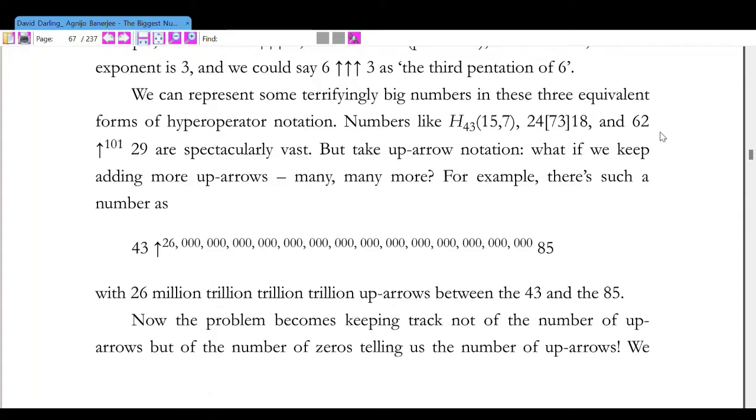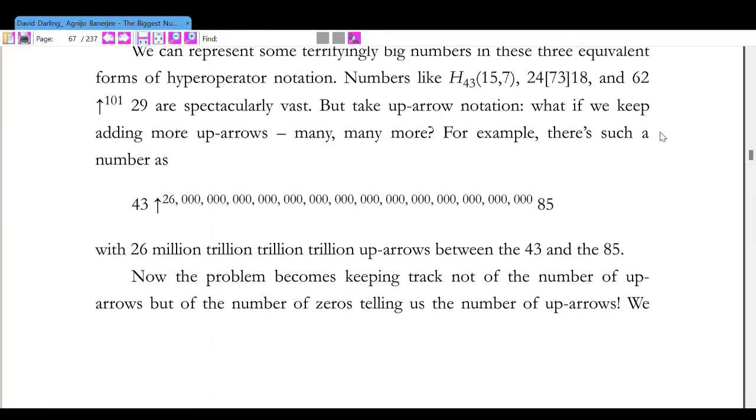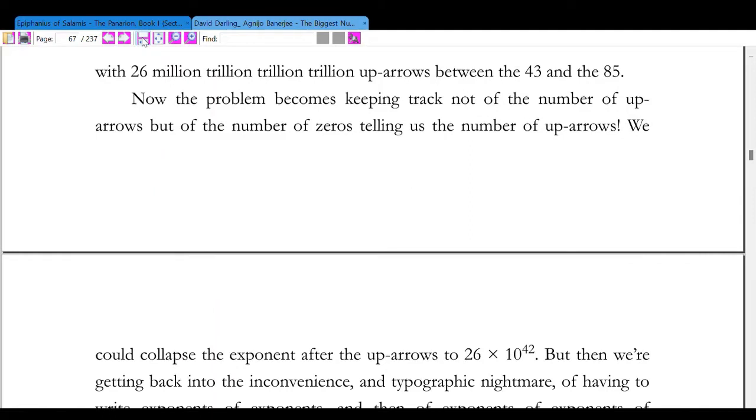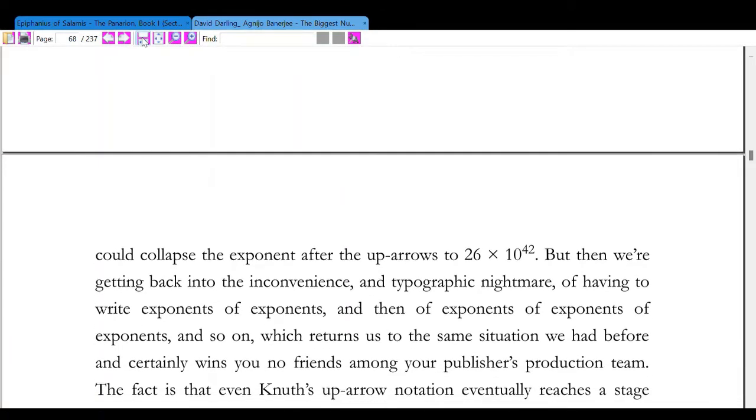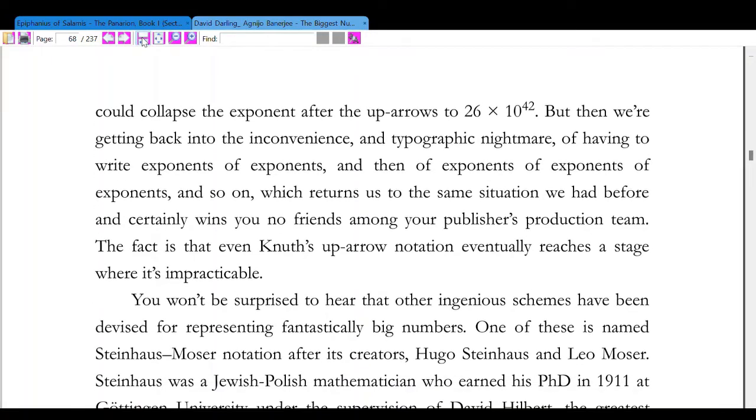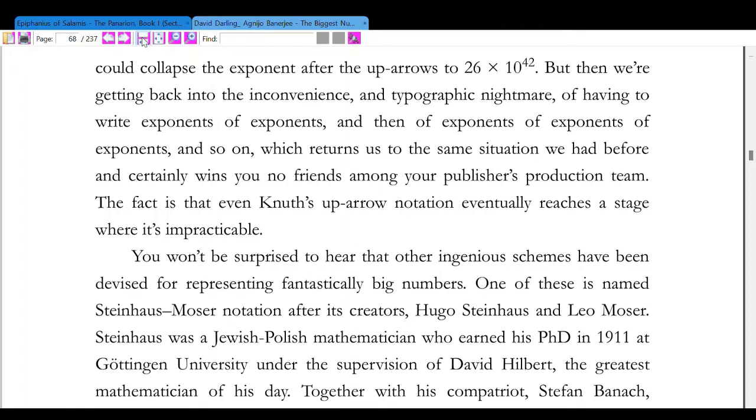What if we keep adding many more up arrows? For example, there's such a number as 43, with 26 million trillion up arrows, 85. Now, the problem becomes keeping track not of the number of up arrows, but of the number of zeros telling us the number of up arrows. We could collapse the exponent after the up arrows to 26 times 10 to the 42. But then we're getting back into the inconvenience and typographic nightmare of having to write exponents of exponents, and then exponents of exponents of exponents, and so on, which returns us to the same situation we had before, and certainly wins you no friends among your publisher's production team.